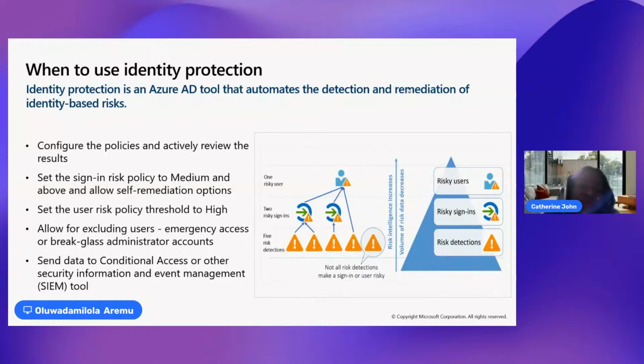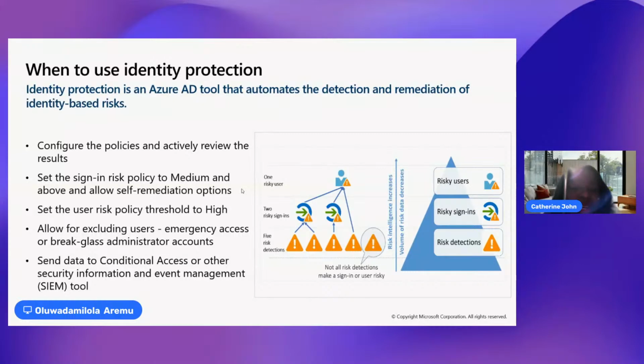So identity protection is saying that you need to configure policy and activity to review your results, and also you need to set a sign-in risk policy. That's what I said: sign-in risk policy to medium and above with a self-remediation option. Also, you need to set a user risk policy threshold. I say that.